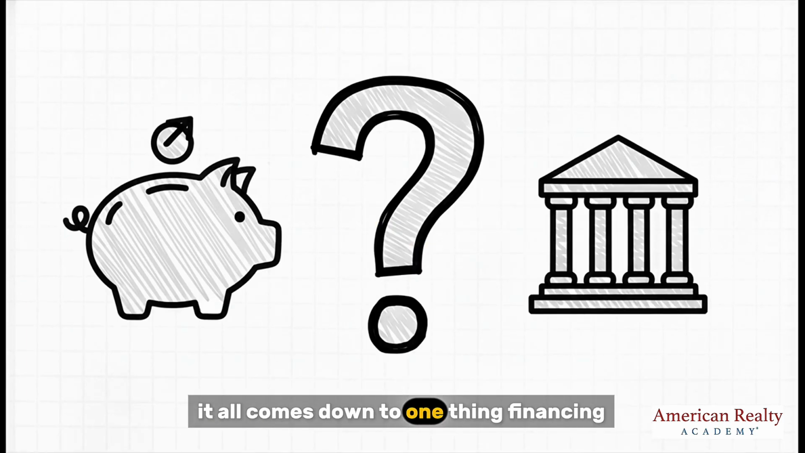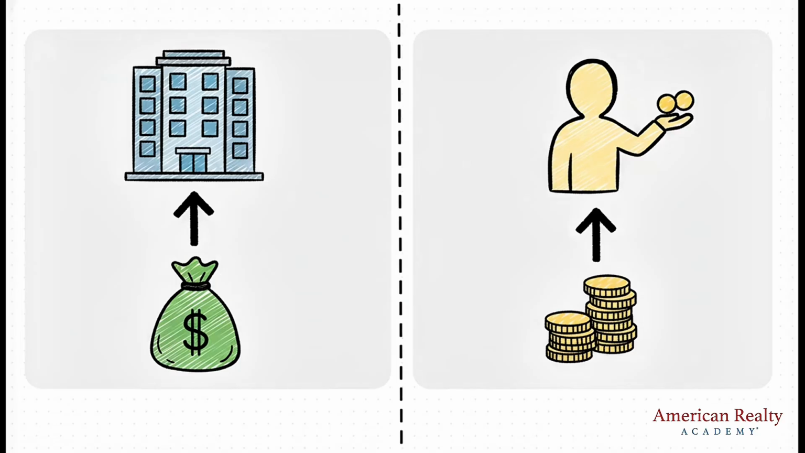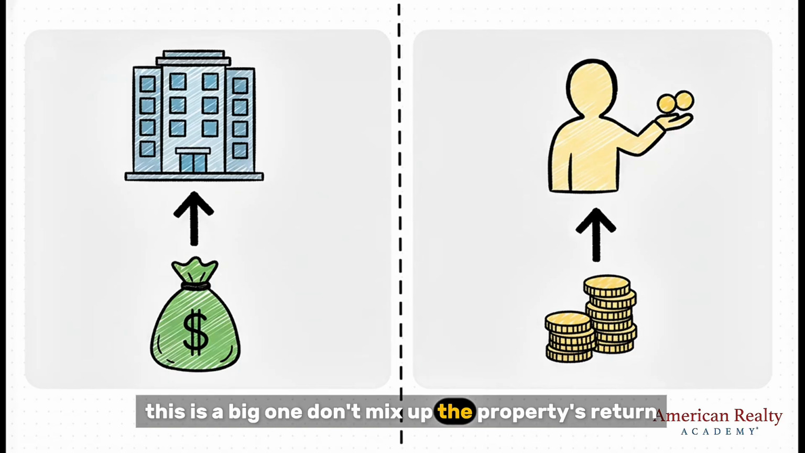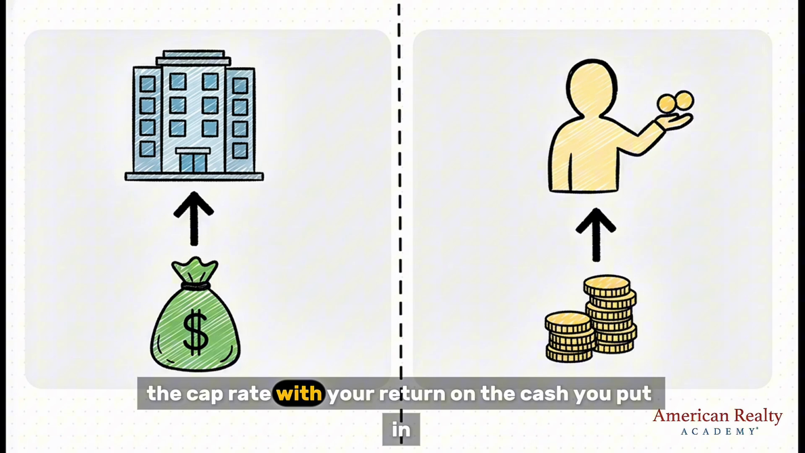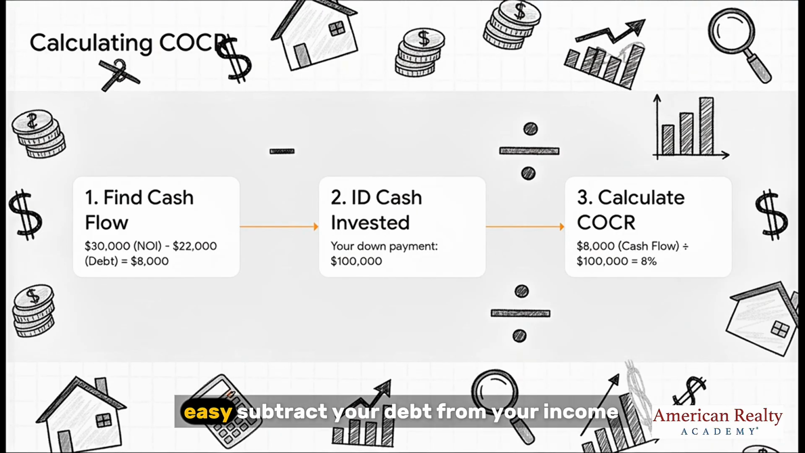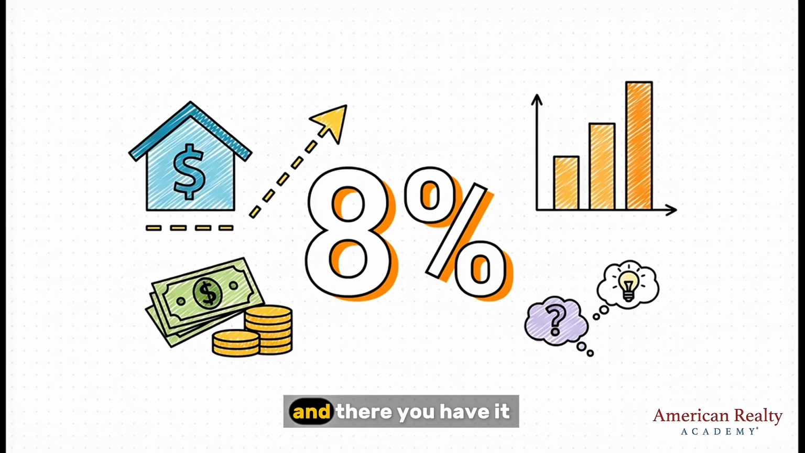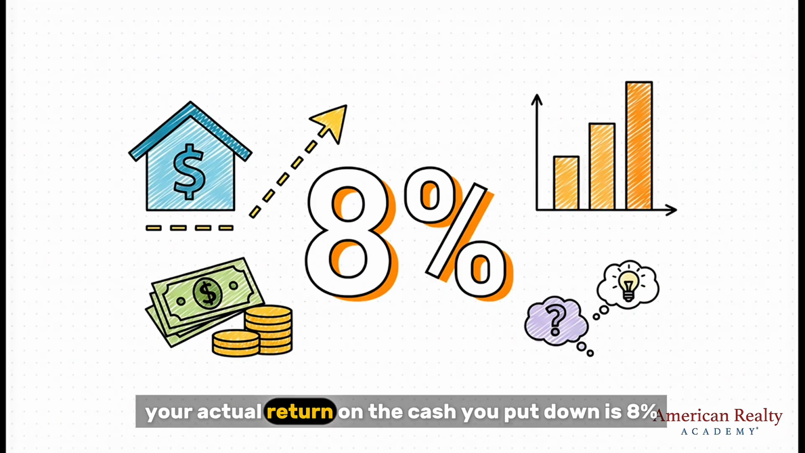It all comes down to one thing: financing. This is a big one. Don't mix up the property's return, the cap rate, with your return on the cash you put in. So how do you calculate it? Easy. Subtract your debt from your income, then divide by your down payment. And there you have it. Your actual return on the cash you put down is 8%.